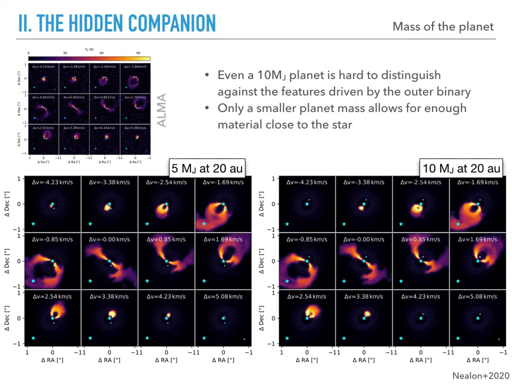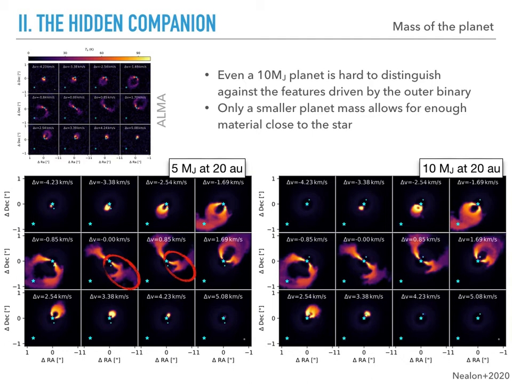So the observations in the top left and these 2 panels in the lower part represent our synthetic channel maps that we've generated using the radiative transfer code MCFOST. On the left, we show the case of the 5 Jupiter mass planet at 20 AU, and on the right, we show the 10 Jupiter mass case at 20 AU as representative cases. Now, in the synthetic observations, the planet location is indicated with a cyan dot. First off, consistent with observations, we find strong evidence of the interaction with the outer companion, the spiral arms that are driven by this interaction.